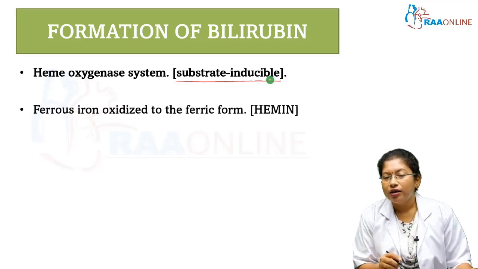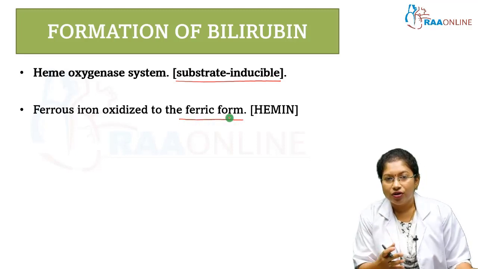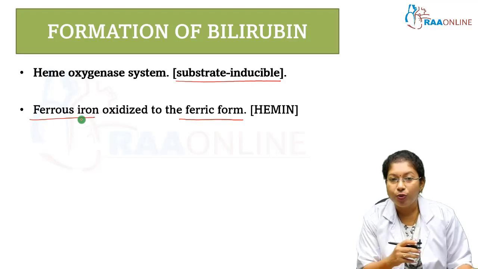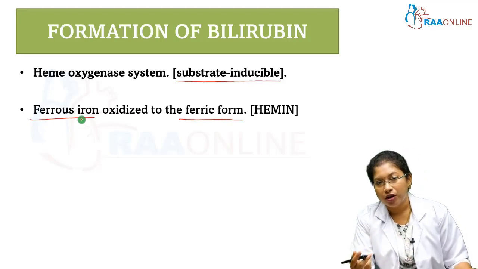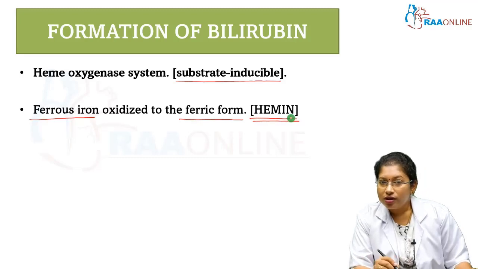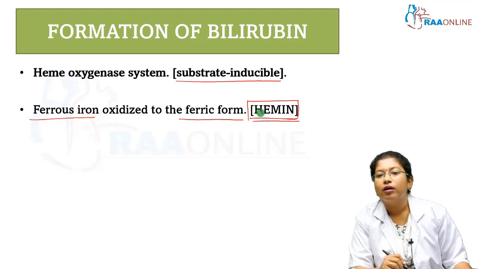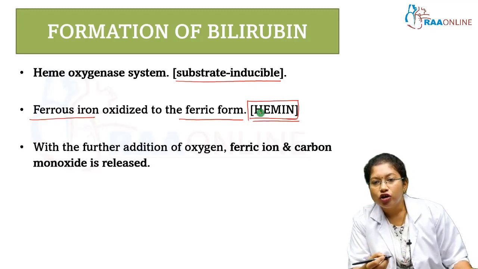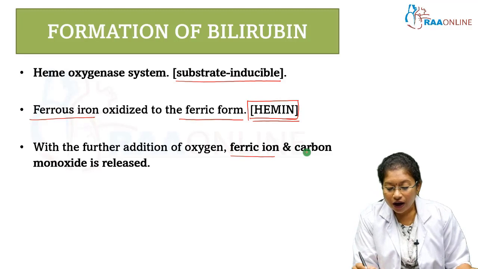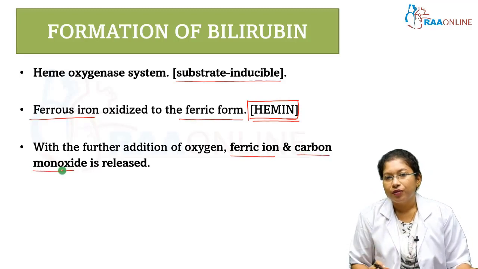First, the ferrous ion is oxidized to the ferric form. Before its release, the ferrous ion should be oxidized to the ferric form. Once the ferrous is oxidized to ferric, the heme is called hemin. With the further addition of oxygen, ferric ion and carbon monoxide both are released.